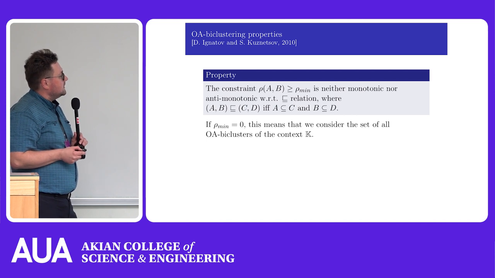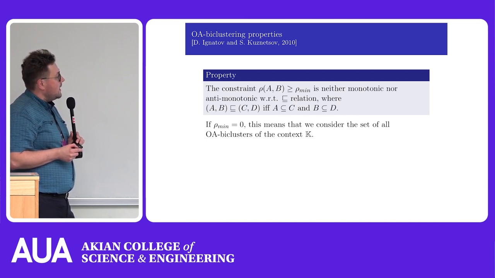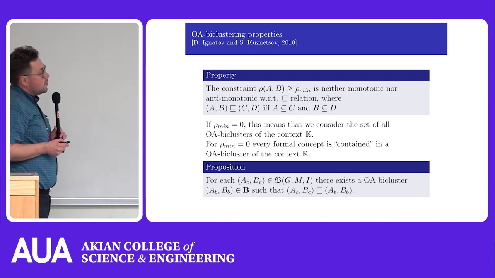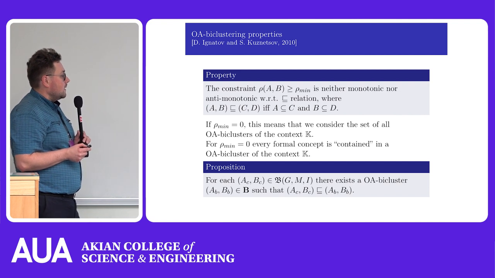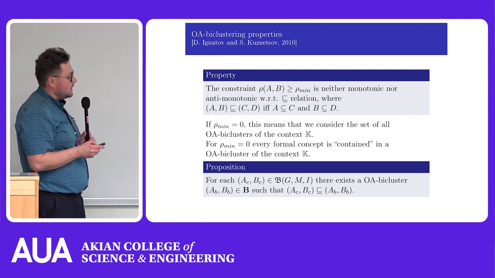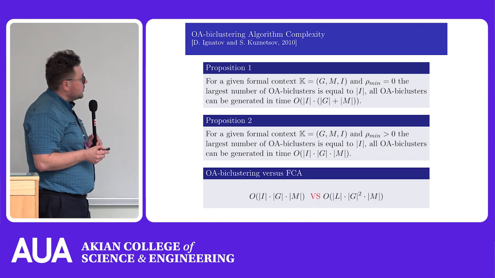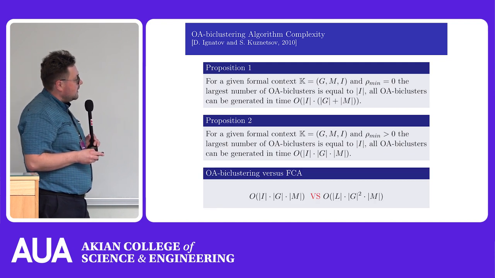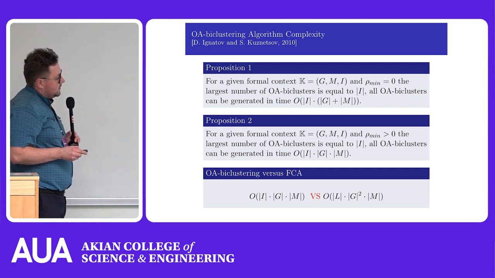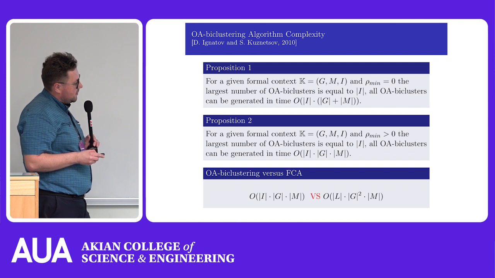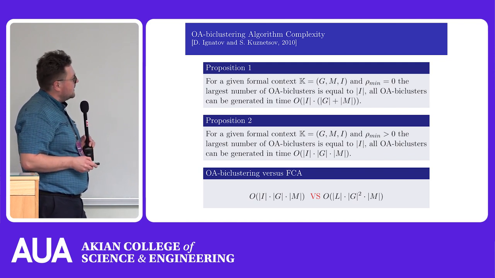Okay, but we can set the density threshold to be 0 and consider all the biclusters, and then the following fruitful property holds: every concept, that is, every absolutely dense maximal rectangle, is contained in some bicluster. In terms of computational time, there are some propositions which say that the time is polynomial versus exponential in the worst case for finding all the maximal rectangles or formal concepts. This L might be exponential in terms of the size of G and M, the number of objects and attributes. L is just the size of the lattice.